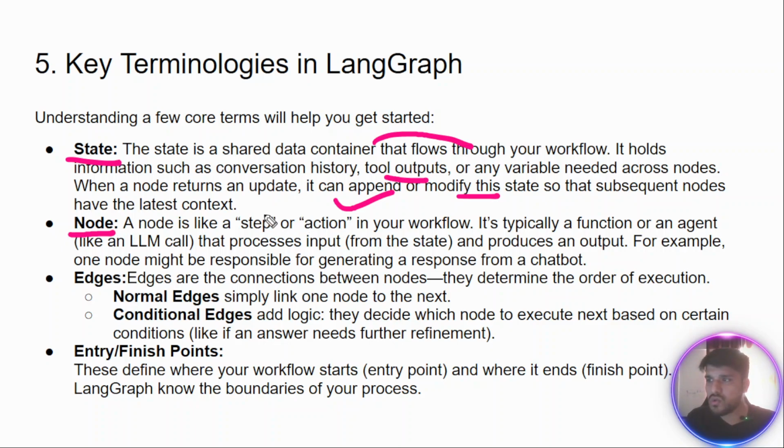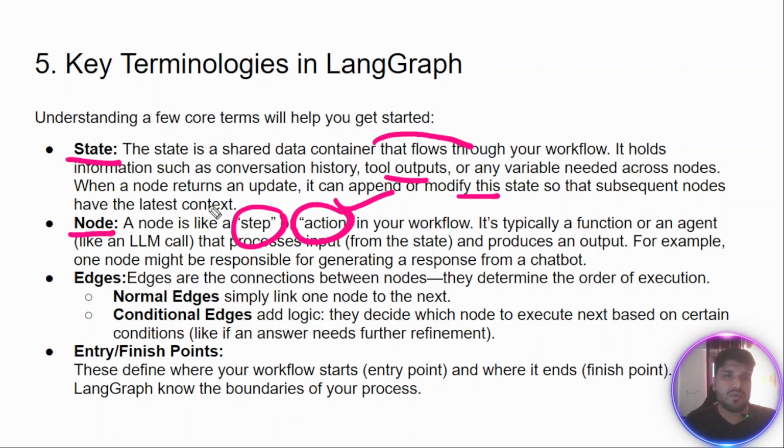Now what is a node? A node is something like a step or action in your workflow. What activity or what actions are to be executed, that is nothing but the node. It is typically a function, or you can say it's an agent. When I say function, it may be a Python function or any programmatic function that you want to execute, or it may be an LLM call. It's not that every agent or every node requires an LLM call. It may or may not, depending on the problem statement you are trying to solve, right?